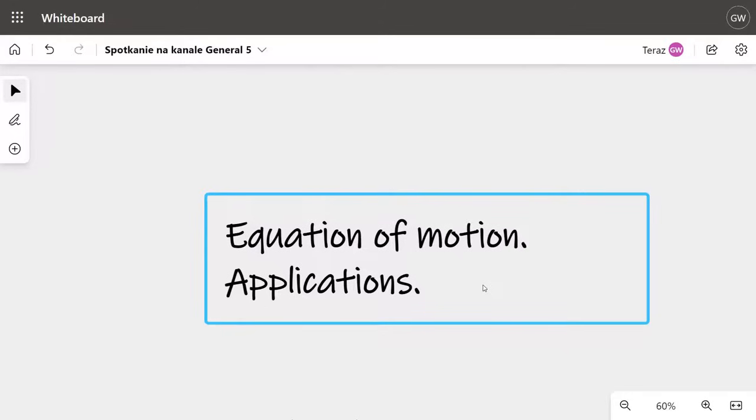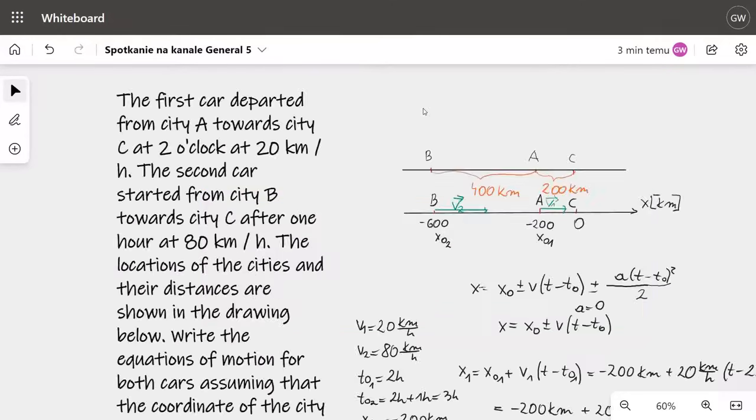In today's task, we have two cars moving along straight line with constant speed. The first car departed from city A towards city C at 2 o'clock at 20 km per hour. The second car started from city B towards city C after 1 hour at 80 km per hour. The locations of the cities and their distances are shown in the drawing. It is here, not below.